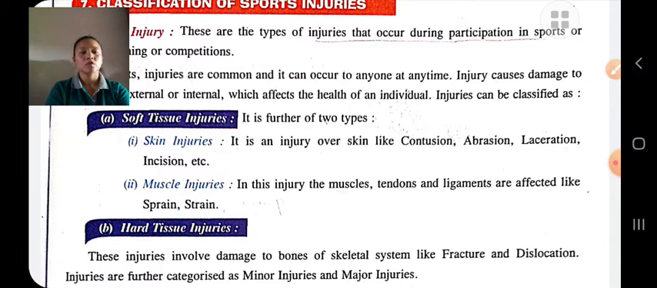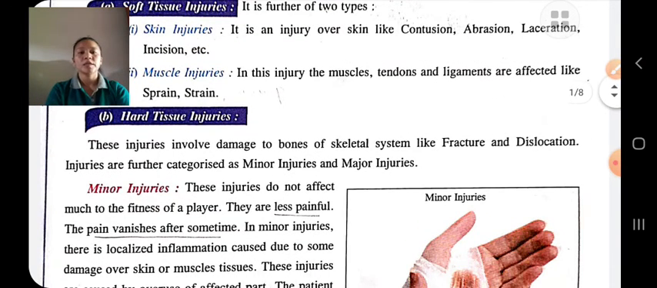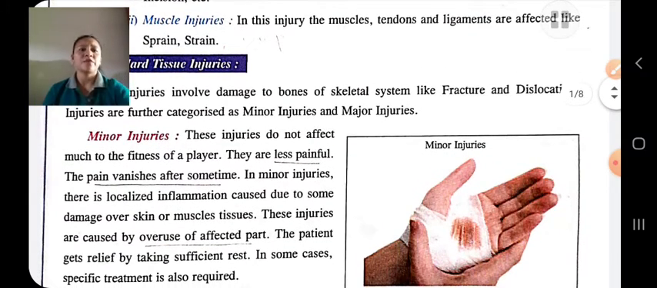Skin injuries are those injuries that occur over the skin, like contusions, abrasions, lacerations, incisions, etc. Hard tissue injuries involve damage to bones of the skeletal system, like fractures, dislocations, etc. Injuries are further classified as minor injury and major injury.